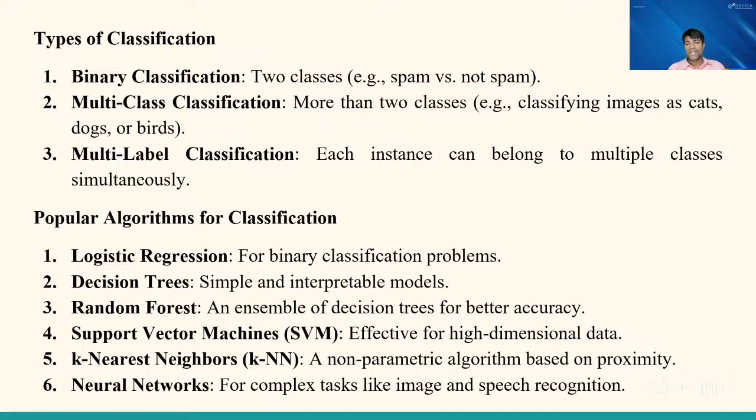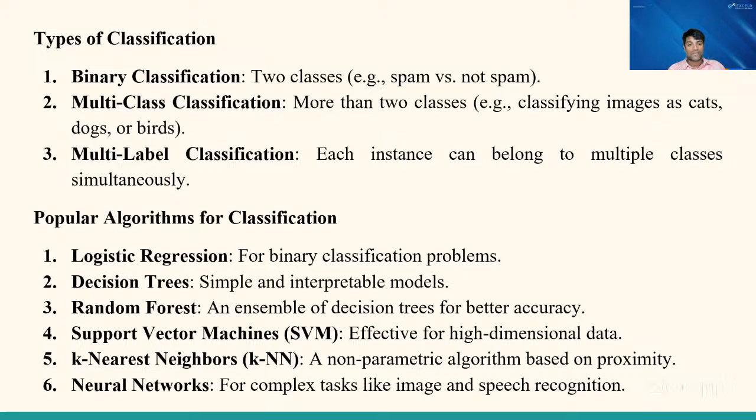Okay, if you have only two outcomes, it comes under two classes, called binary classification. More than two, we call multi-class classification. Then we have multi-label classification, where we have multiple labels for each instance.